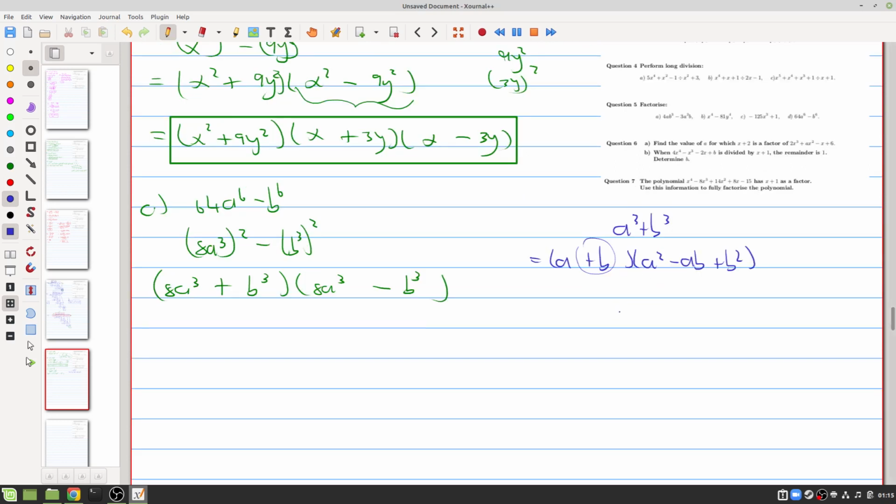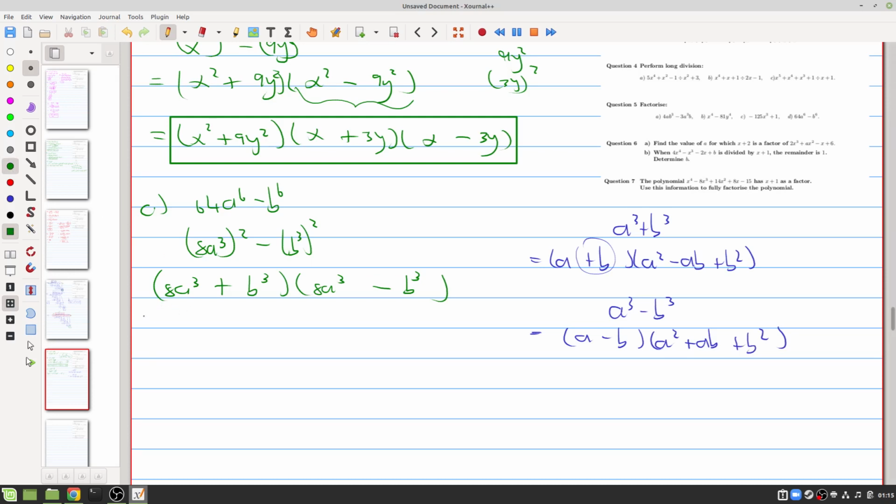Difference of two cubes, very similar. So if you've got something cubed minus something cubed, you again get two brackets, a small one and a big one. And now you'll have a minus b in the first bracket because it's a minus. And again, you square your first term, multiply these together. So a times negative b is negative ab, and you switch the sign, so it becomes positive ab. And then negative b squared becomes positive b squared. So it's very similar. And that's exactly what we want to do here now.